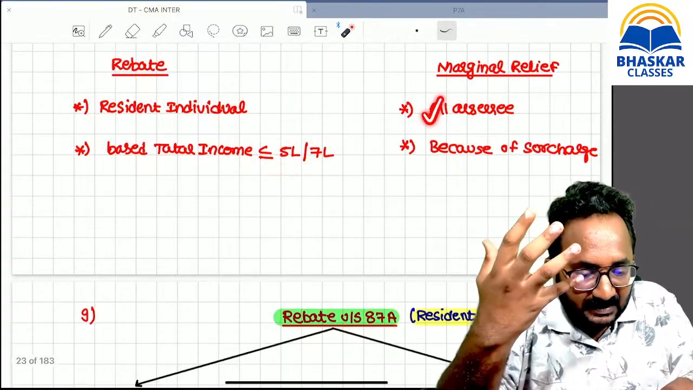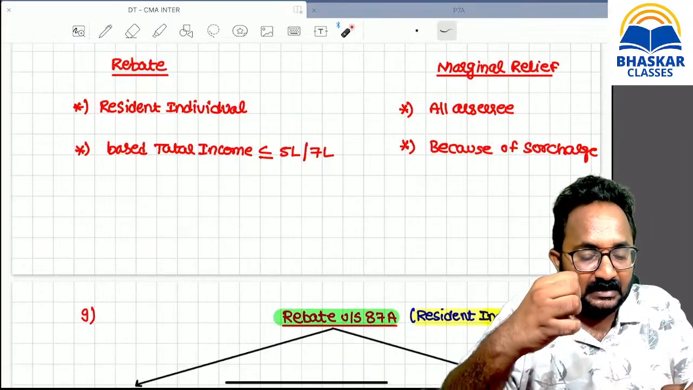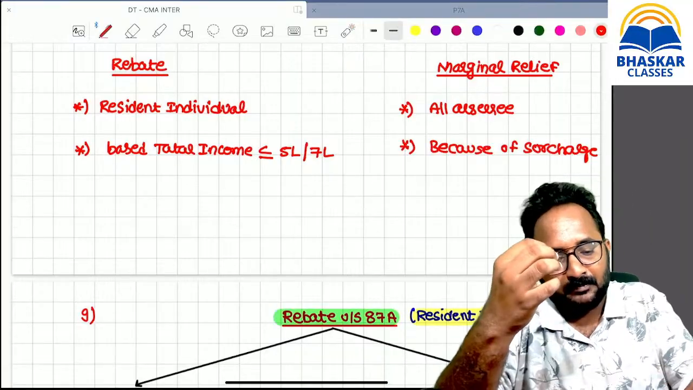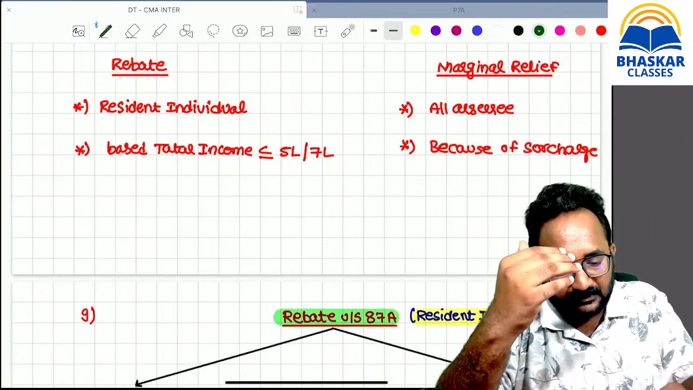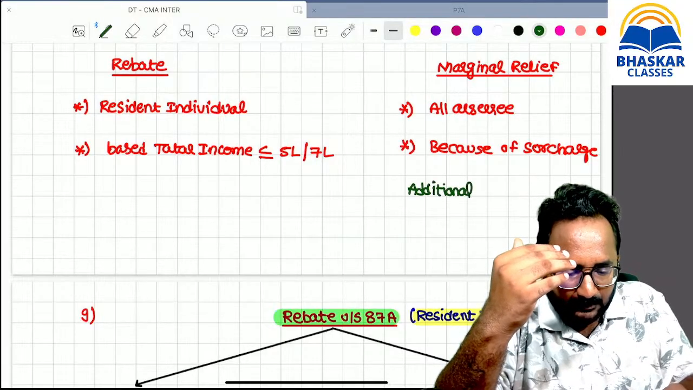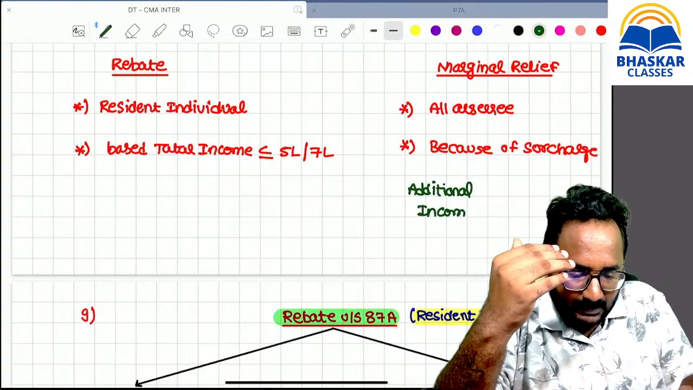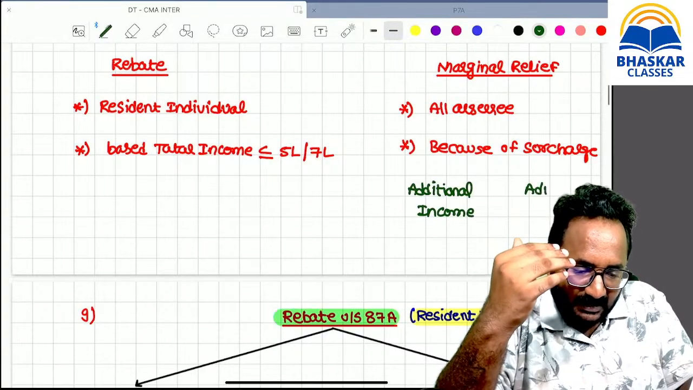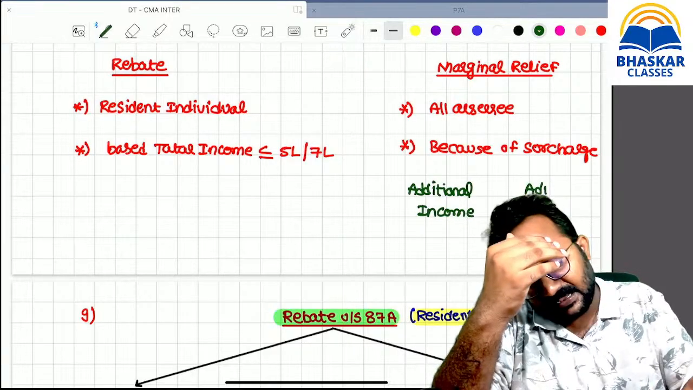Marginal relief is for all assessees because of the surcharge we have to pay. I will give an example. Suppose we are earning some additional income, but I am comparing the additional income with the additional tax. The additional tax is more.